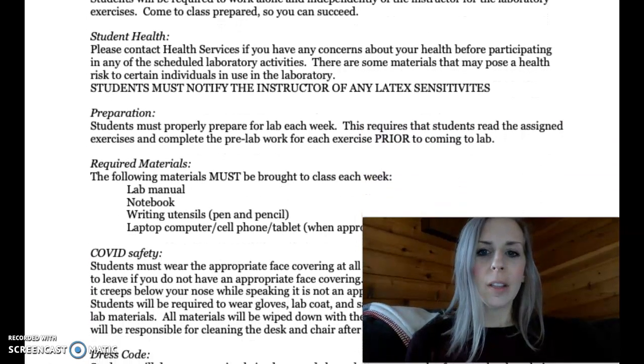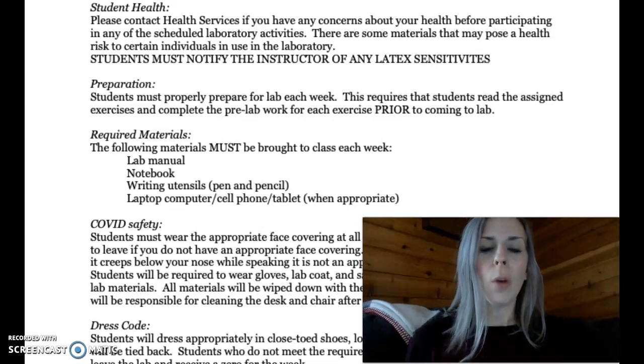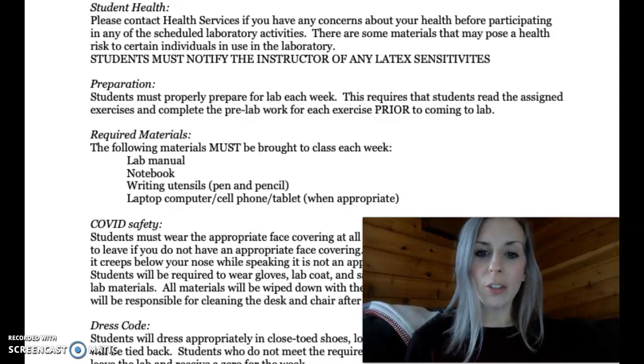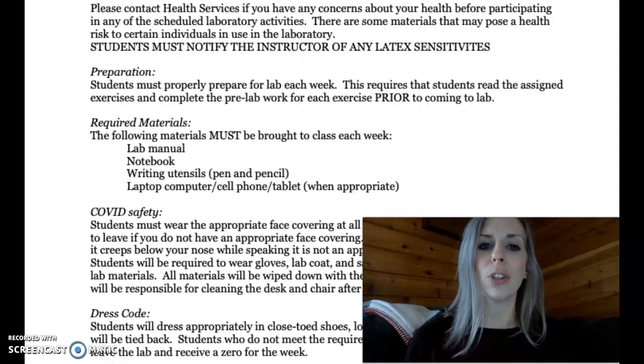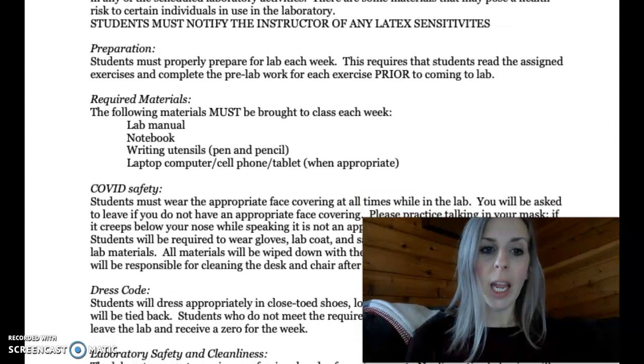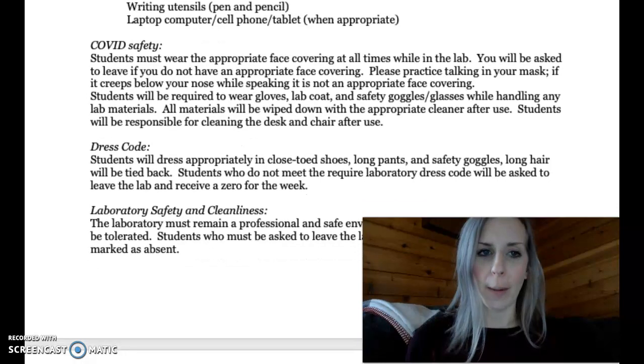And the lab policies are all the same from last semester. So we have to remember, if you have any latex allergies or sensitivities, please let me know. Make sure you come prepared to class. Make sure that you do your pre-lab reading and you are ready to work in our shortened time frame.